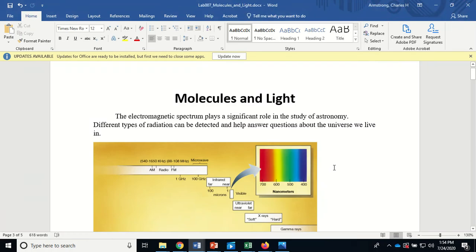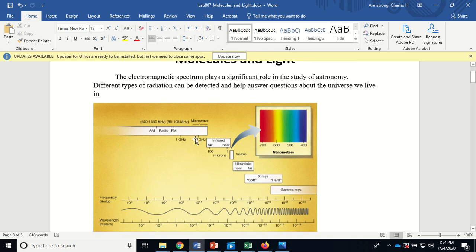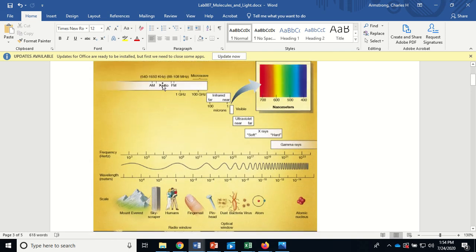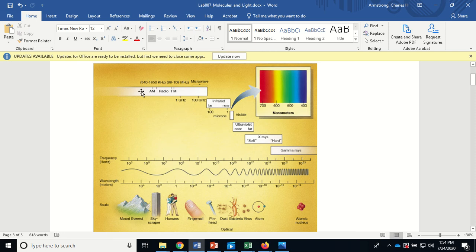Okay, this is for Astronomy 400, the lab. This lab is molecules and light. It basically starts off showing you the electromagnetic spectrum and different types of radiation you should have probably learned about in your astronomy lecture. You got the radio, you got the infrared. There's the visible part, that's the part that we can actually see. Ultraviolet, you got X-ray and the gamma rays.